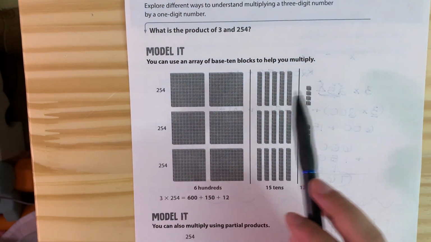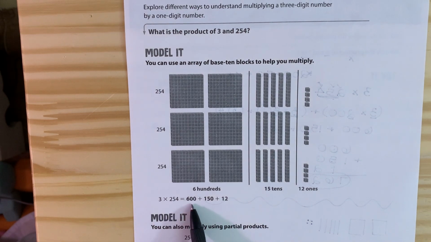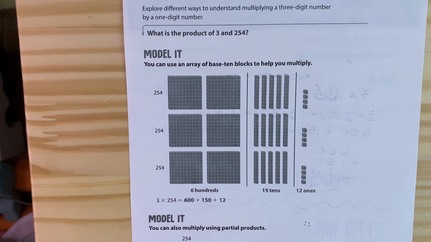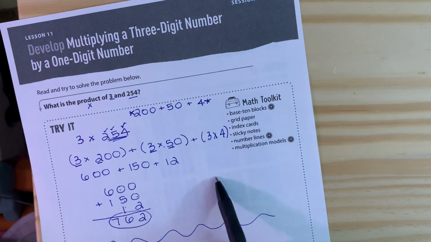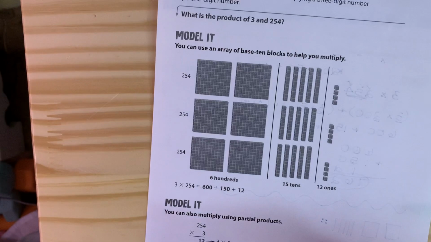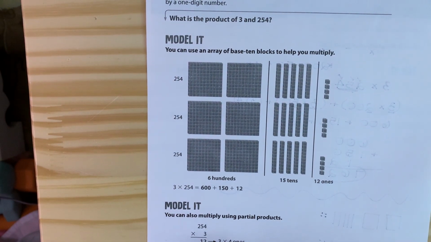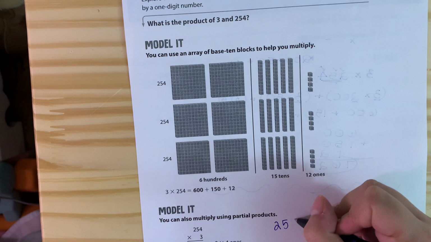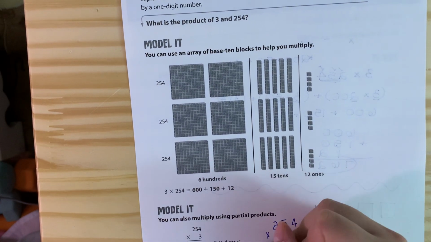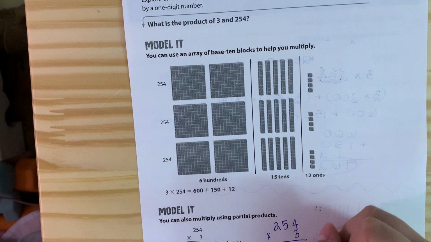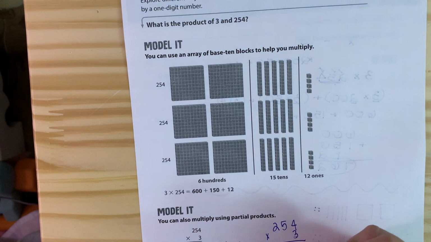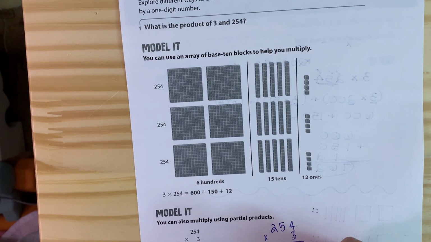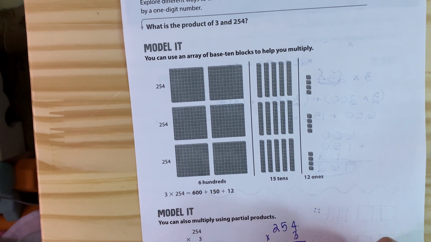So they drew the 254 3 times, and they showed how it broke apart into the 600 plus 150 plus 12. And then it also showed us how we did it up here. Just instead of doing it out this way, they stacked it. But if you look, we still have the 600, the 150, and the 12, and I can show you how they did that. So what they did is they kept it stacked. So they said 4 times 3 is 12, and they said 3 times 50 is 150, and then they said 3 times 200 is the 600, and then they added them up this way.